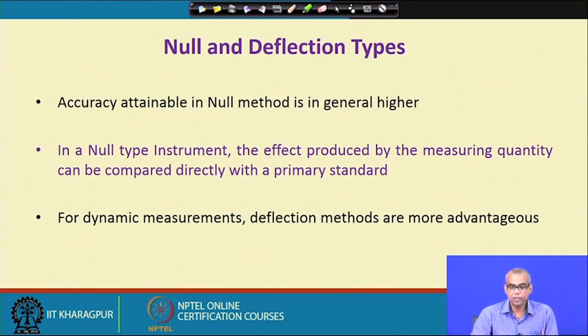Some more points about null and deflection type instruments. Accuracy attainable in null methods is in general higher than that of deflection type instruments. In a null type instrument, the effect produced by the measuring quantity can be compared directly with a primary standard. Imagine the example of a balance. For dynamic measurements, deflection methods are of course much more advantageous, because null type instruments require the operator's assistance to get the null point. In principle, it can be made automatic, but you have to make arrangements so that you can get the null point while the instrument is indicating the information about the measured quantity.